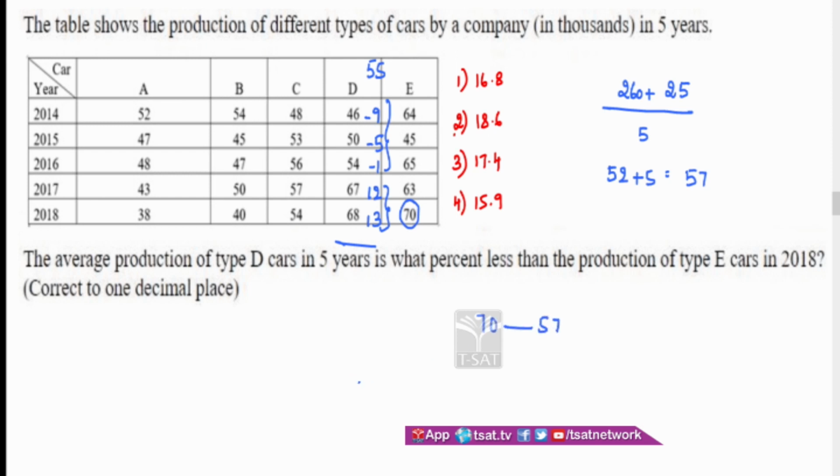Less means percentage decrease. So now, if you wish to find the percentage decrease, it's 13 less upon 70 into 100. Percentage less means percentage decrease. So 130 divided by 7. We can say 7 ones are 7, then 7 eights are 56, remaining is 4. Therefore, 4 by 7, which is approximately 0.6. The number which is very close to 18 is 18.6. So the answer here is 18.6.